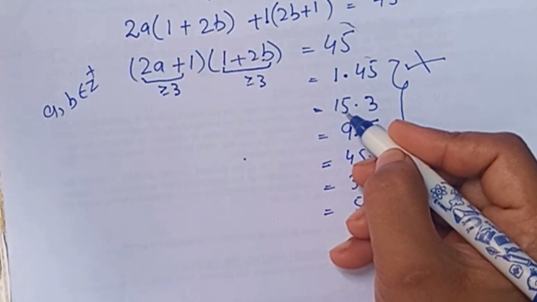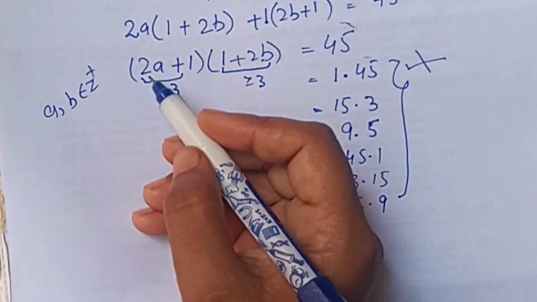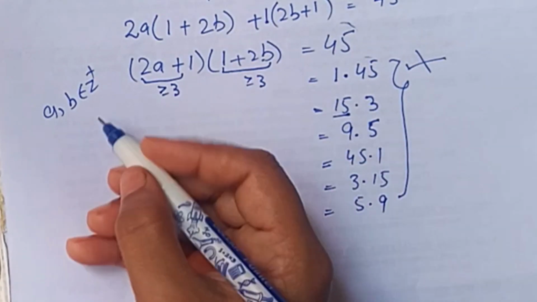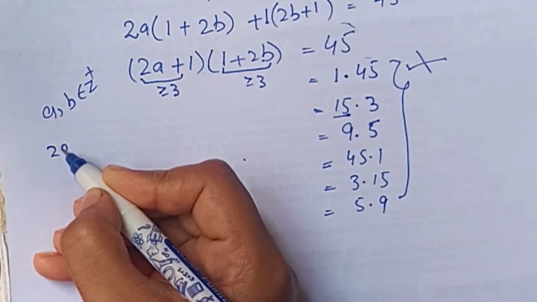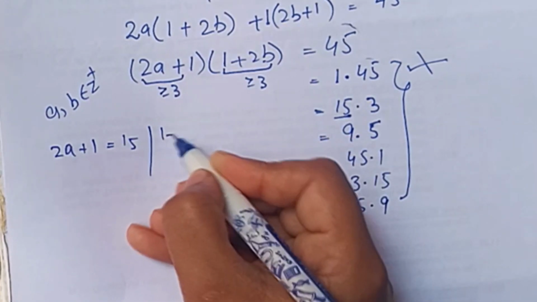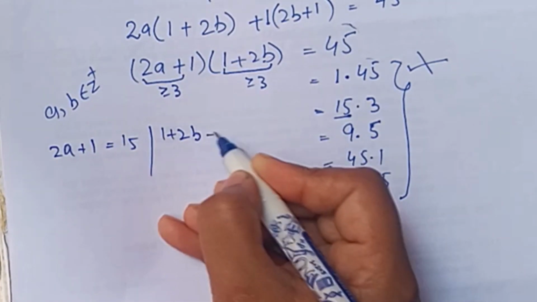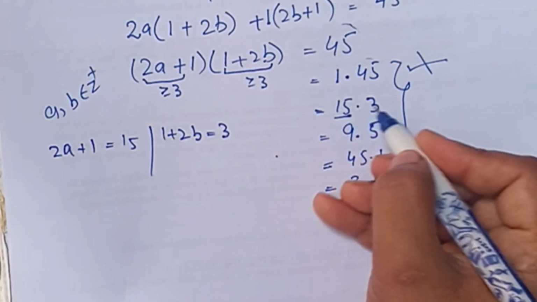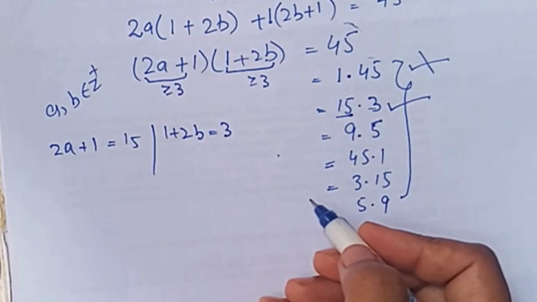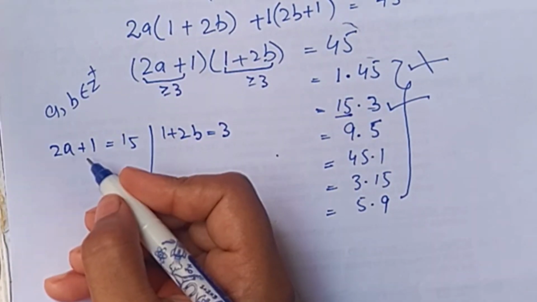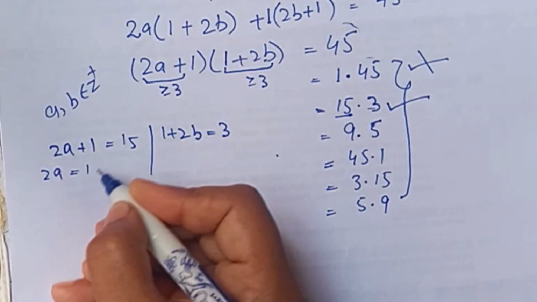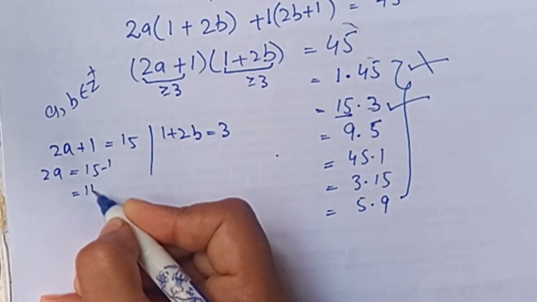Now look at the second factor pair, 15 multiplied by 3. This implies 2 times a plus 1 is equal to 15, and 1 plus 2 times b is equal to 3. Both are greater than or equal to 3, so we can use this factor pair. Solving it, if we subtract 1 from both sides, we get 2 times a equal to 15 minus 1, which is equal to 14.